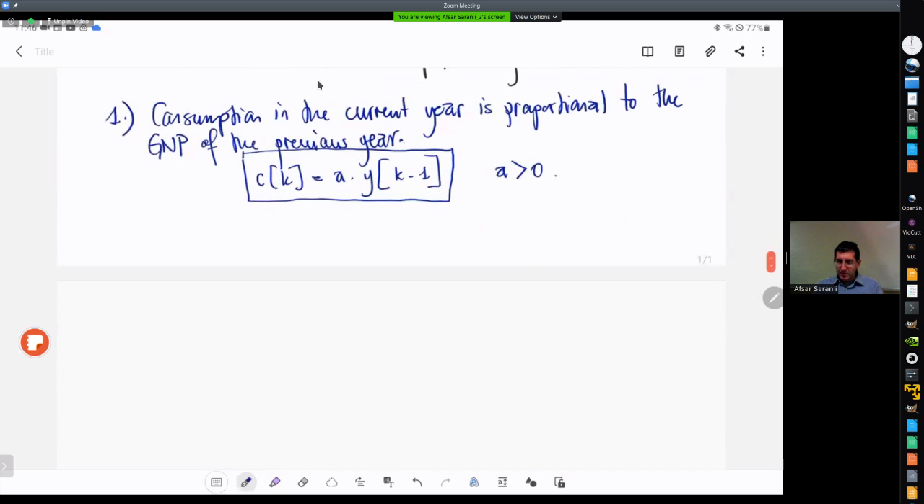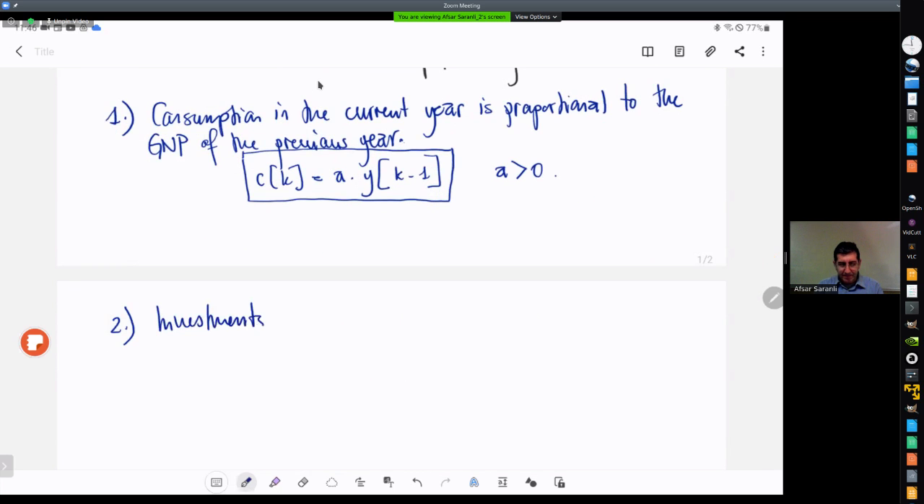Now, also, investments are proportional to the increase in consumption from the previous year. What's the logic behind that? Let me write it down and then we will discuss it.